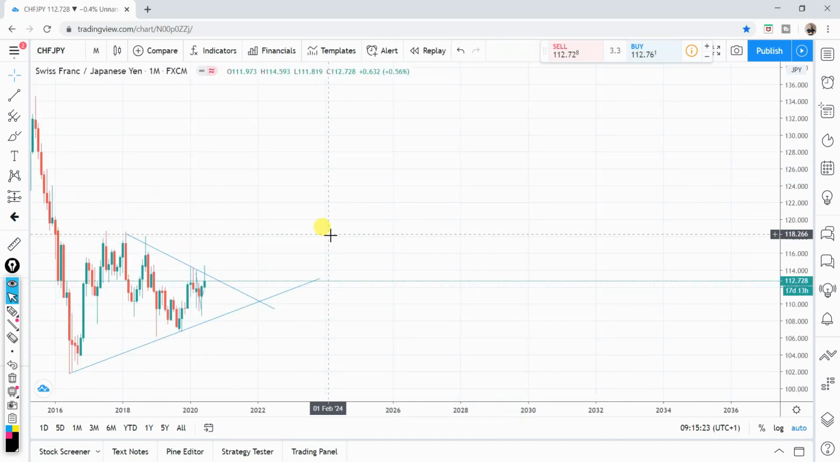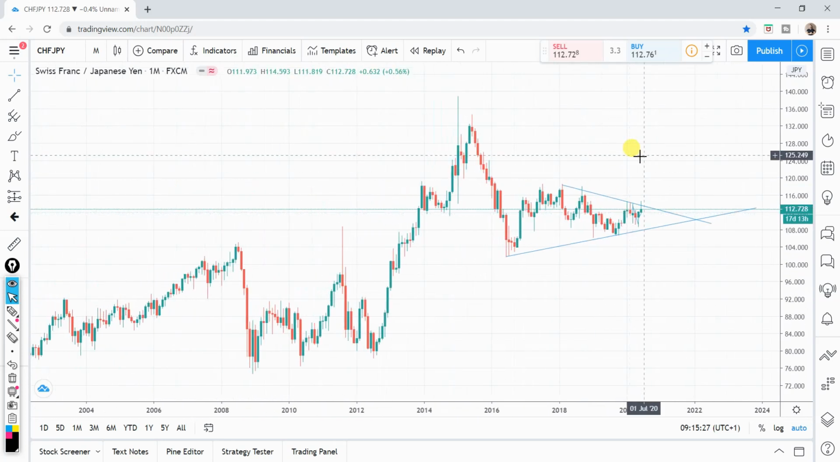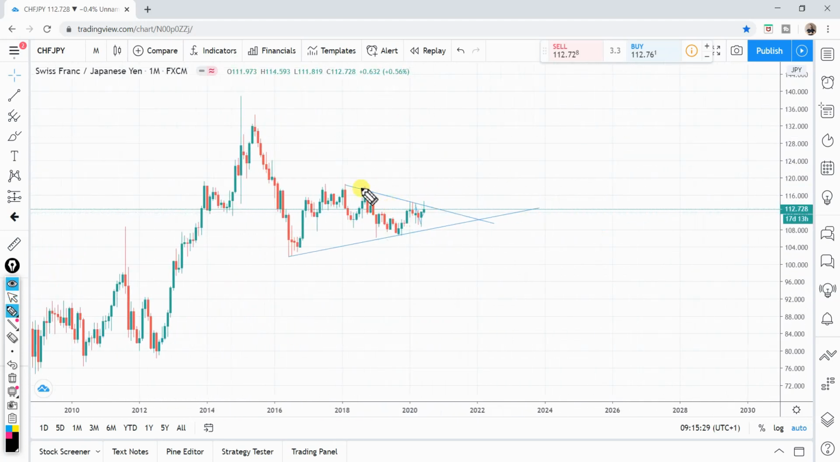Okay, now let's continue with the Swiss franc Japanese yen. Again, start with the monthly time frame, and we are having this sort of wedge pattern in this one. But I note that this is a monthly time frame, so each candle represents a monthly time frame, so one month of data.